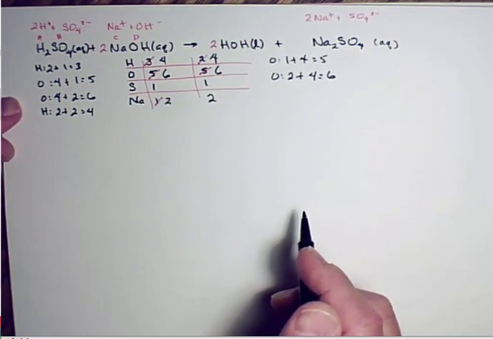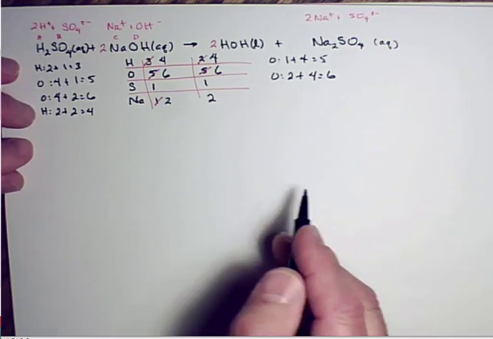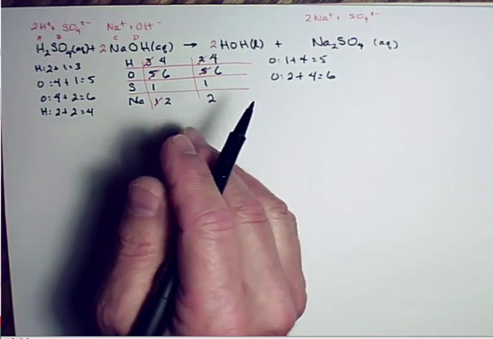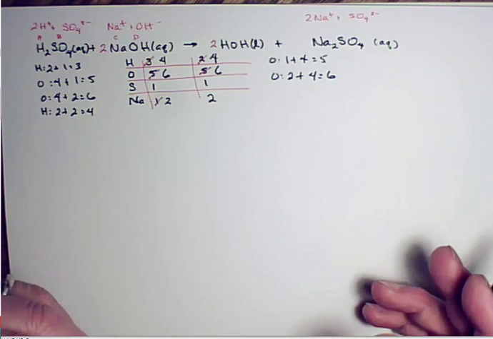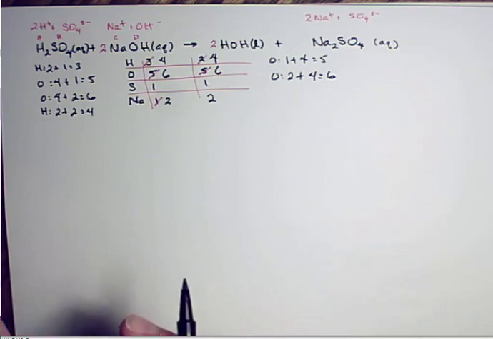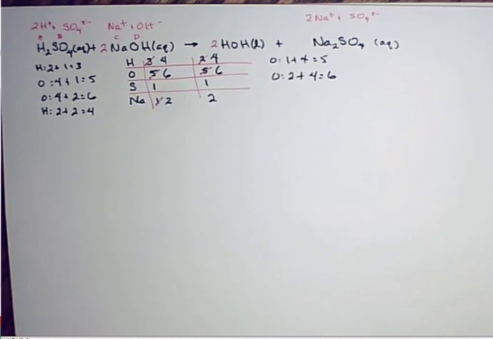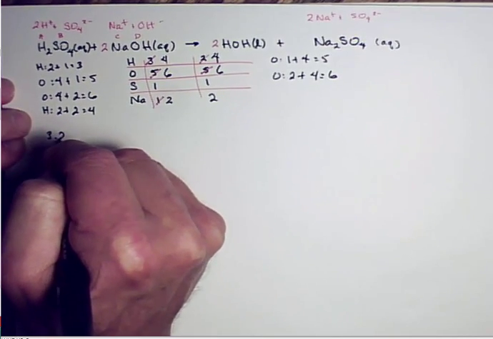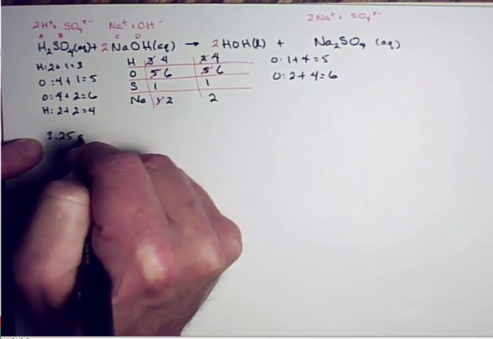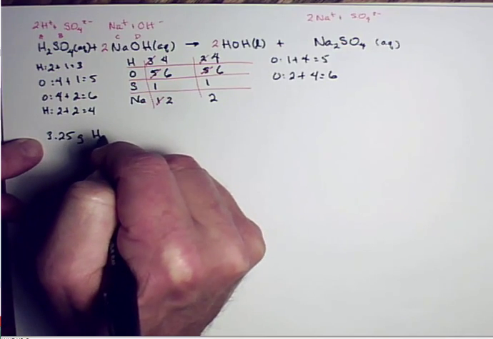So we're going to do a dimensional analysis problem. We're going to set it up in dimensional analysis. It's stoichiometry, which is converting from one chemical species to another. You have to have a balanced chemical equation for that. But the method for setting up the problem, the math, is a dimensional analysis setup. So 3.25 grams of sulfuric acid.